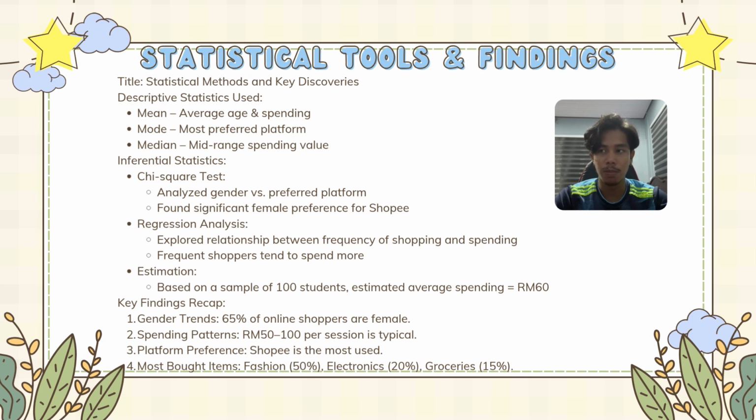Estimation: based on sample of 100 students, estimated average spending is 60 ringgit. Key finding recap. Gender trend: 65% of online shoppers are female. Spending pattern is 50 to 100 per session is typical. Platform preference is Shopee is most used. Most bought item is fashion 50%, electronic 20%, and grocery like 15%.